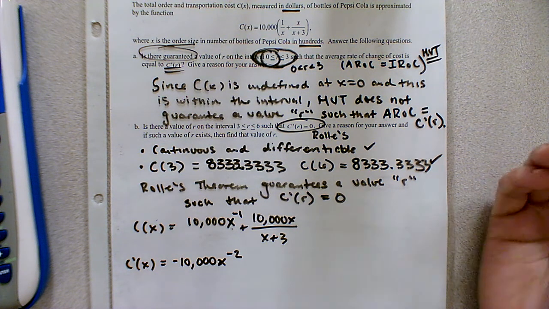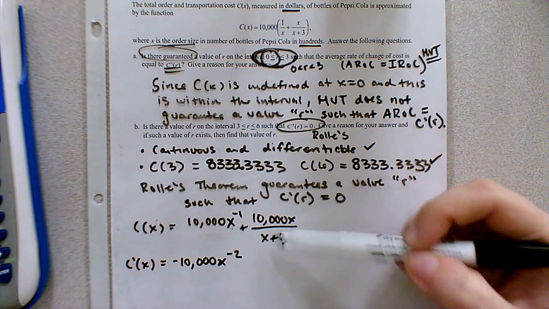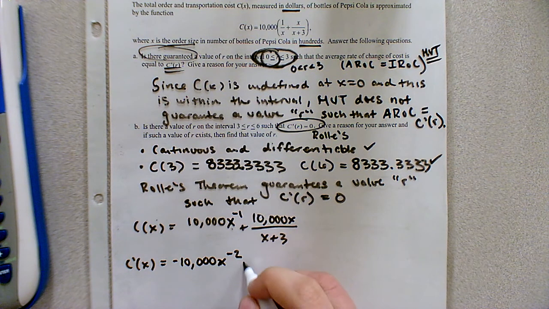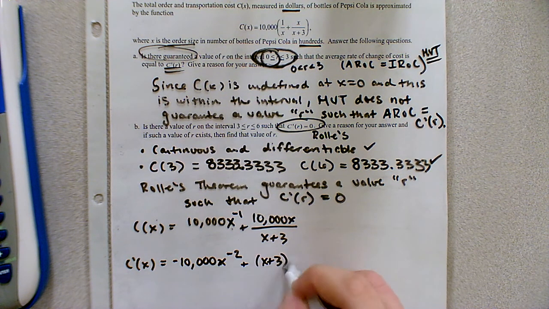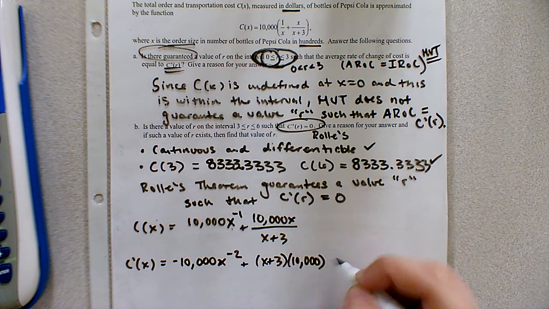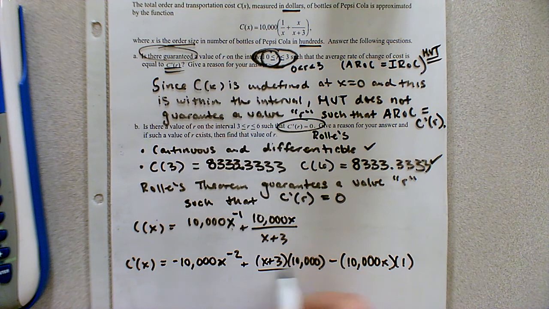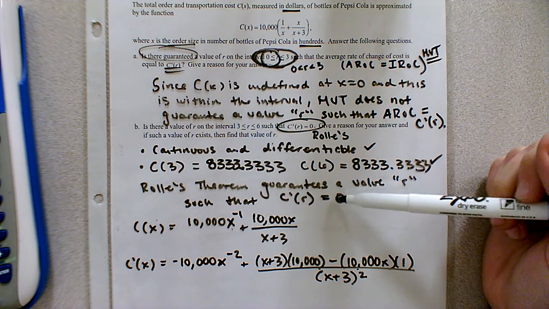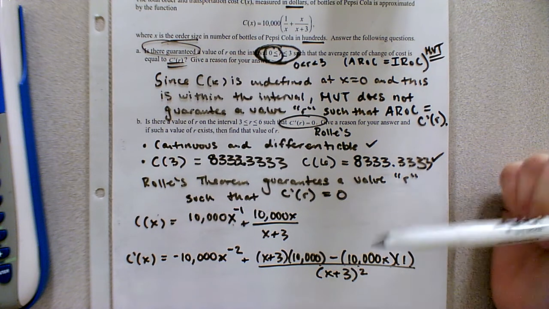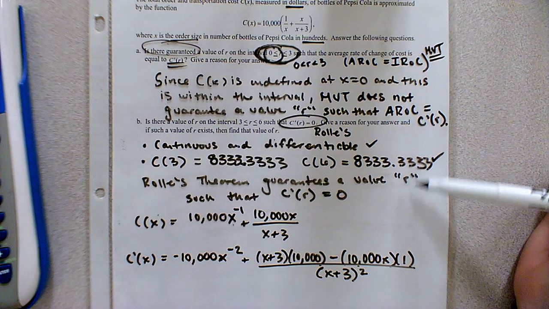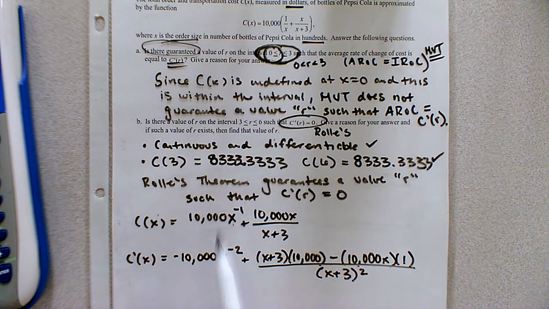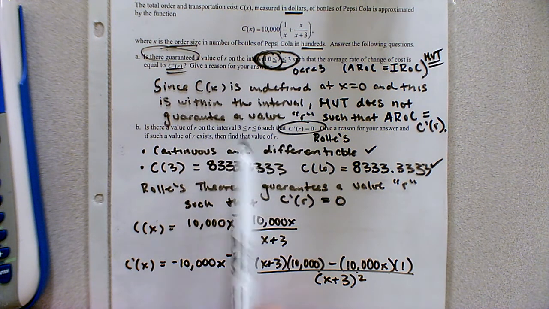But now this one is definitely going to have to be a quotient rule because I can't really bring up that x plus 3. So we need low d high minus high d low, all over the bottom squared. All right, so this is our derivative. I know it looks like a lot, but we're essentially wanting to set it equal to 0 here and then solve for x, which is just going to represent this special value of r within the interval. So we should be anticipating some answer between 3 and 6.